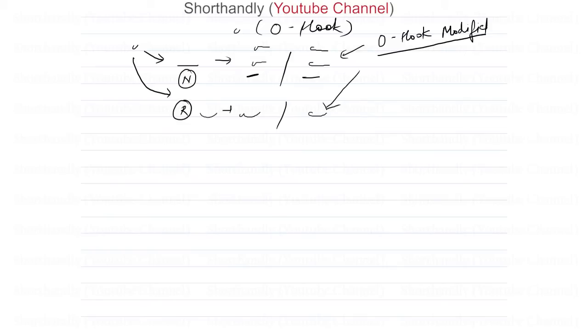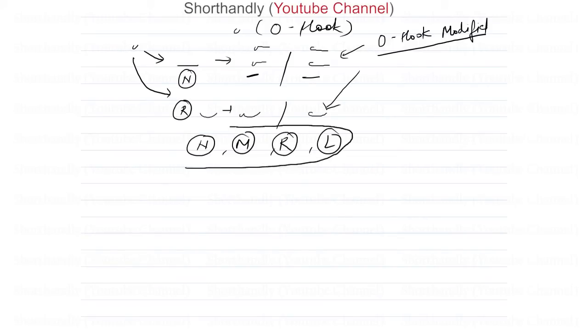But you have to keep two things in mind. First is that you can apply this O hook modified only with these four characters, which are N, M, R, and L. The second thing is a condition that you have to keep in your mind, that is, if any downward stroke or a curve comes before this O hook.